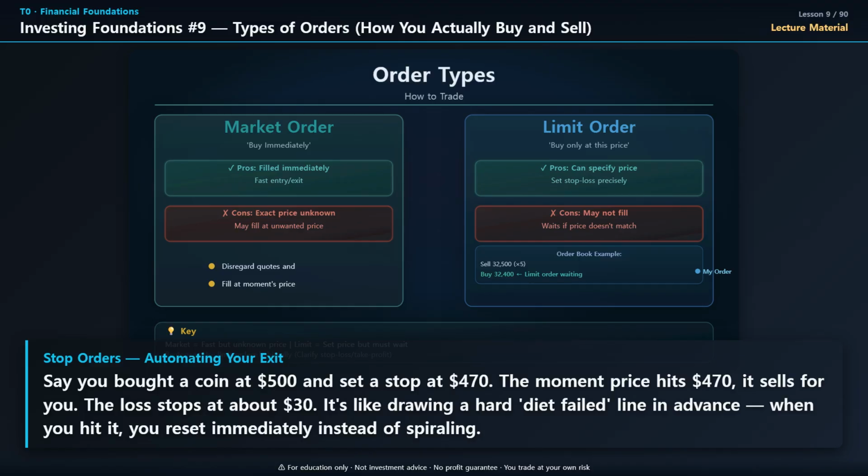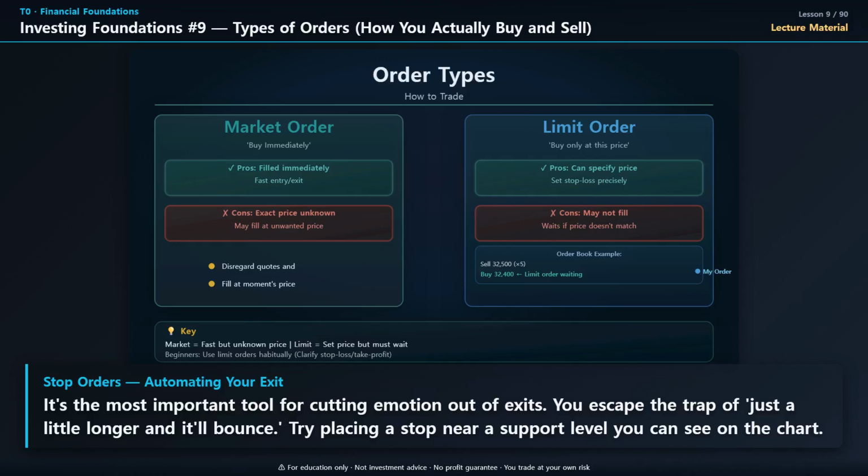It's like drawing a hard deadline in advance. When you hit it, you reset immediately instead of spiraling. It's the most important tool for cutting emotion out of exits. You escape the trap of just a little longer and it'll bounce. Try placing a stop near a support level you can see on the chart.